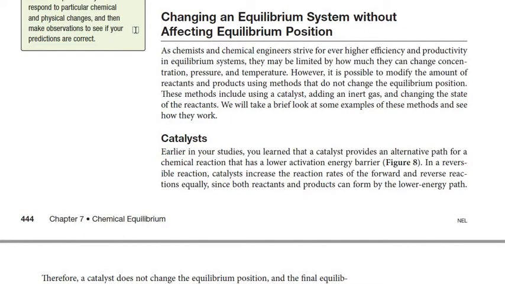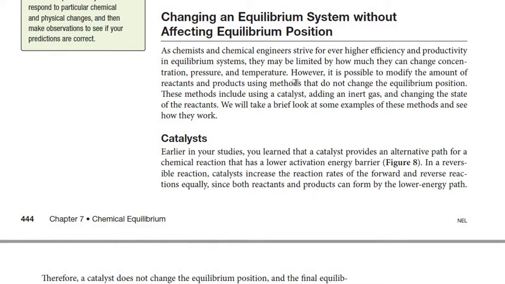So in this part, I want to talk about changing an equilibrium system without affecting equilibrium position. As chemists and chemical engineers strive for ever higher efficiency and productivity in equilibrium systems, they may be limited by how much they can change concentration, pressure, and temperature. However, it is possible to modify the amount of reactants and products using methods that do not change the equilibrium position. These methods include using a catalyst, adding an inert gas, and changing the state of the reactants. We will take a brief look at some examples of these methods.